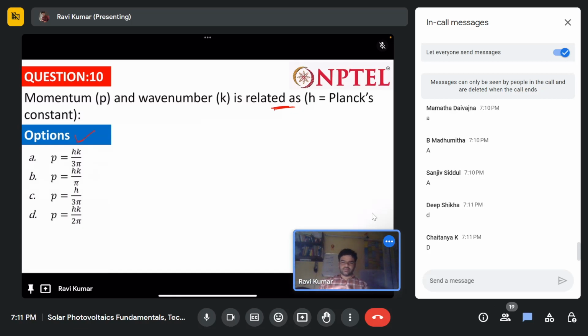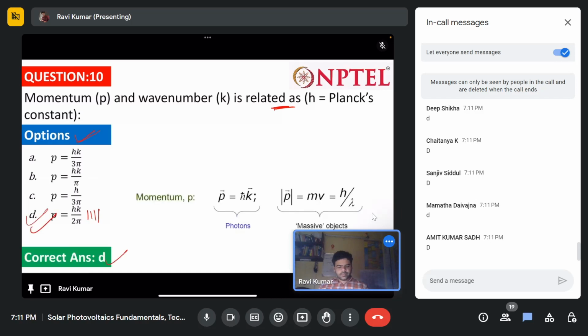Momentum and wave number. Chaitanya D, Deepsikha D, Sanjeev D, 1, 2, 3 D, 4 D, only 4. Okay. Yes, it is D. Amit Kumar is also saying D. Okay.